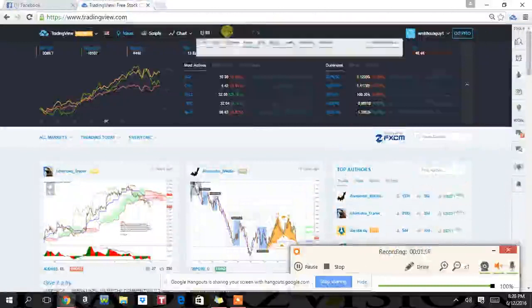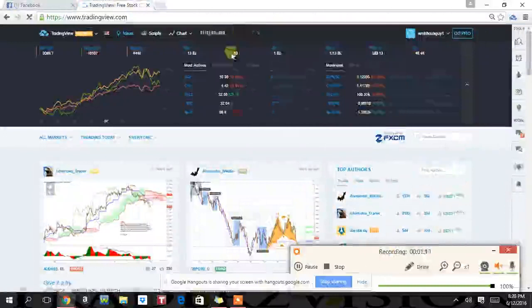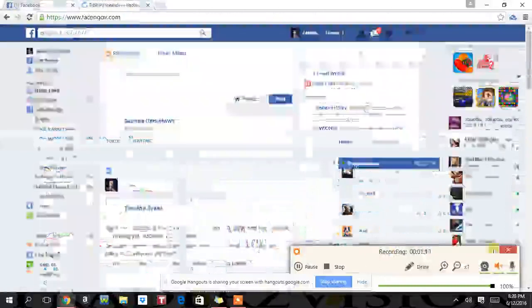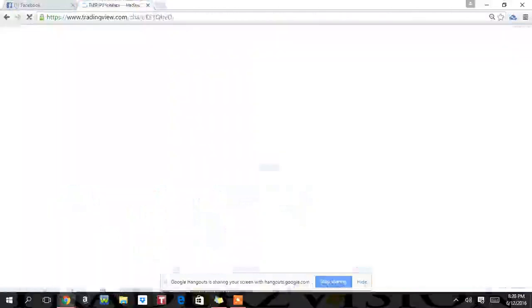Probably just start with the most common pair, the Euro USD. Since it's the most popular pair, we'll just go ahead and start with that. Use it as an example. I wonder why it's going to the pound Jappy. I just put it in the Euro USD.